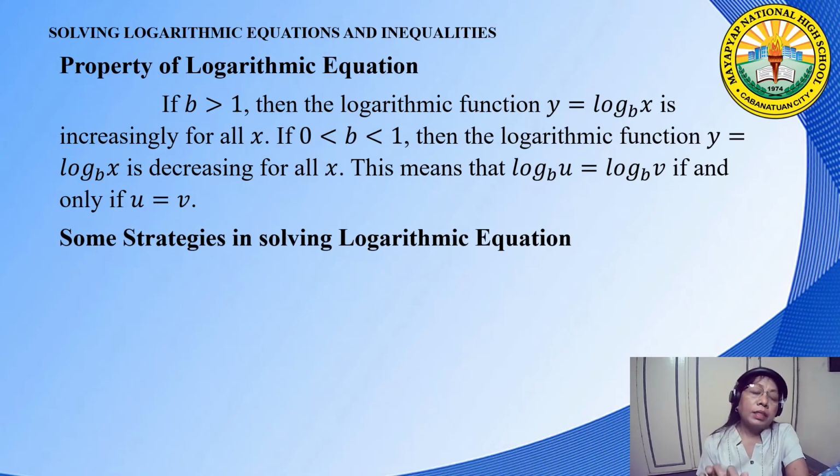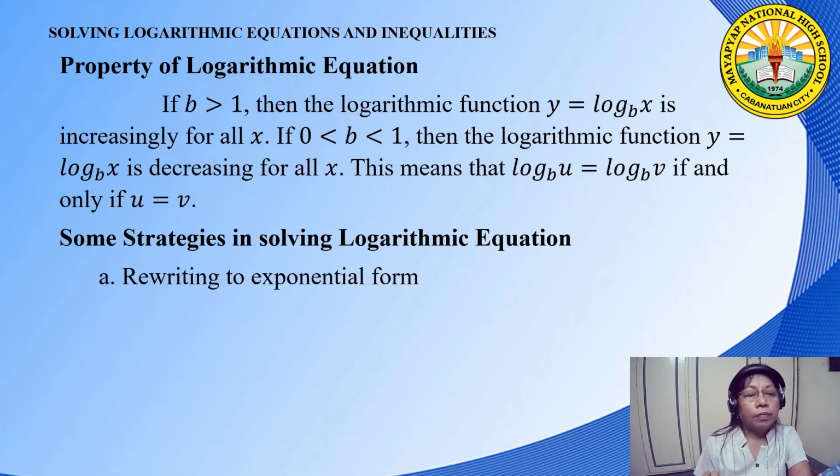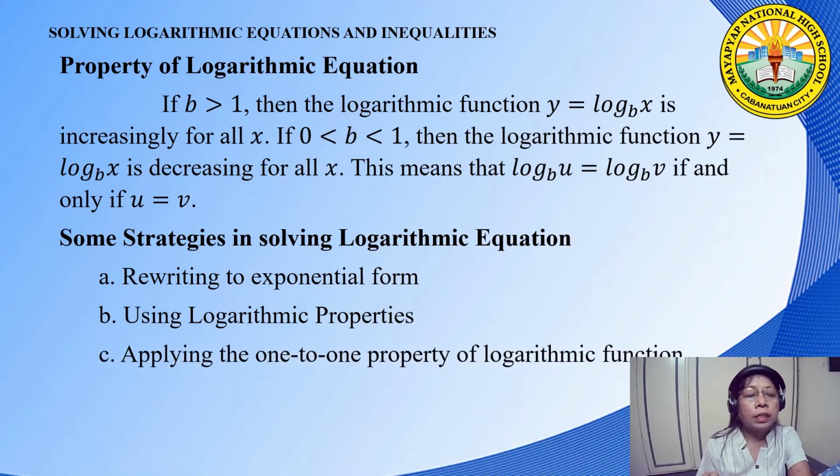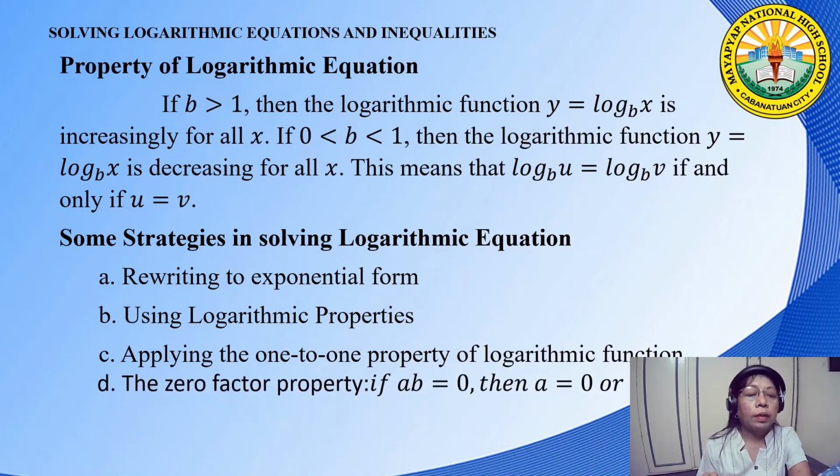Some strategies in solving logarithmic equations. First is rewriting to exponential form. B. Using logarithmic properties. C. Applying the one-to-one property of logarithmic function. And D. The zero factor property. If AB equals 0, then A equals 0 or B equals 0.